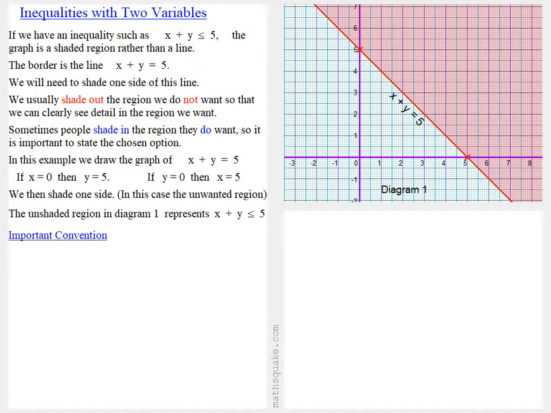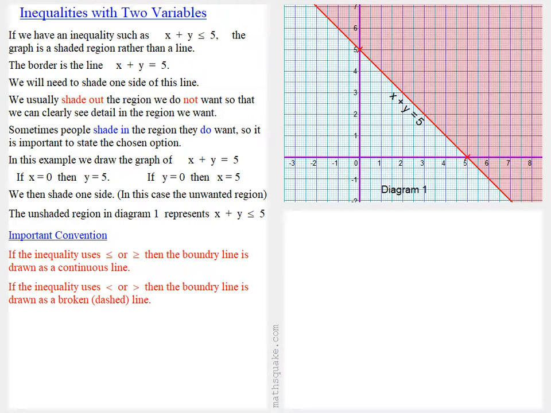There is an important convention. If the inequality uses less than or equal, or greater than or equal, then the boundary line is drawn as a continuous line. If, on the other hand, the inequality uses less than or greater than without the equal option, then the boundary line is drawn as a broken or dashed line.